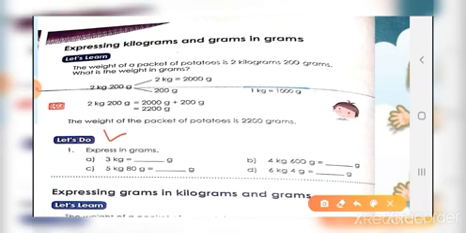So this is what you have to do yourself, express in grams. You have to express 3 kg into grams, so that would be 3000 grams. The rest you have to do yourself.